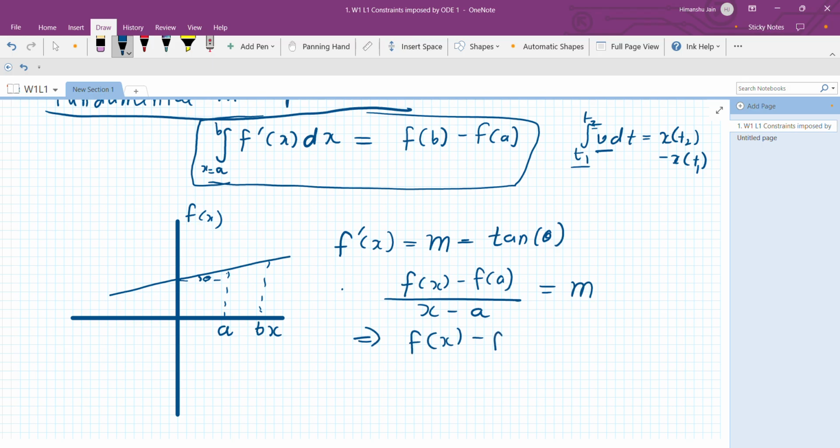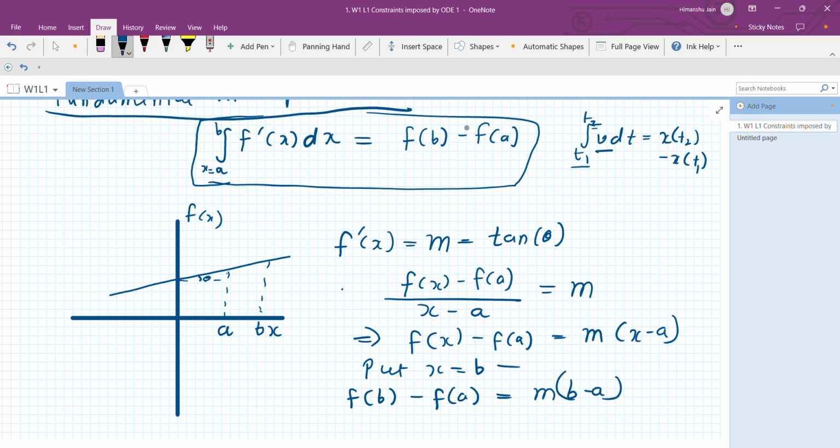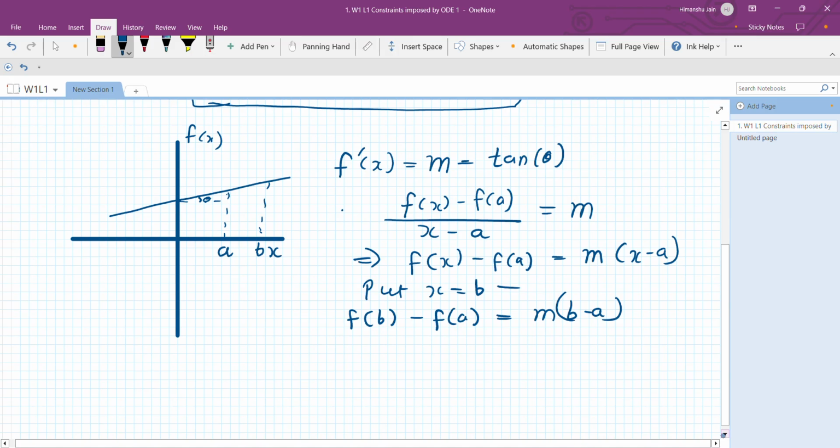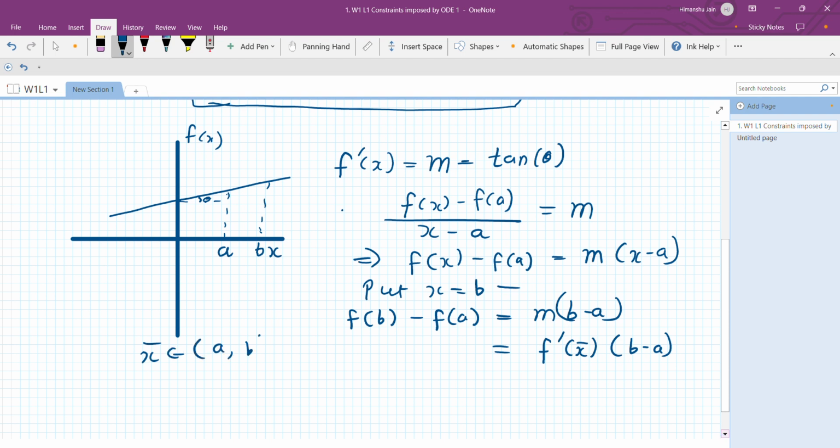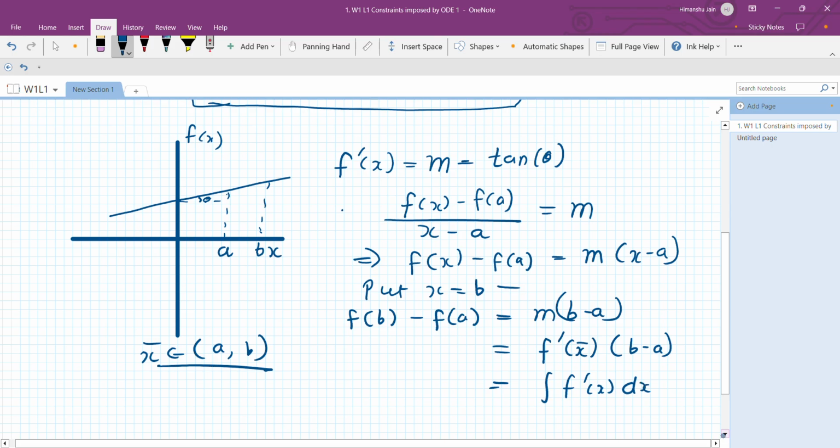So we can write f(x) minus f(a) is equal to m times (x minus a). First we can put x equal to b in the above equation, then we get f(b) minus f(a) is equal to m times (b minus a). But m is the derivative of the function, so f'(x tilde) times (b minus a). I can put a tilde to suggest that this x tilde belongs to the interval (a, b), and this is exactly the integral of f'(x) dx from a to b.